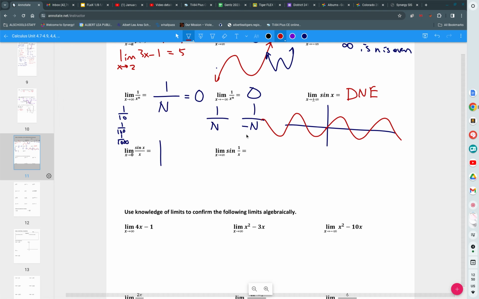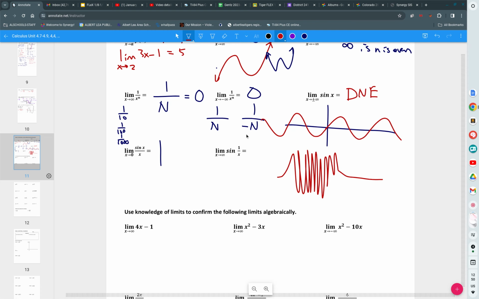Sometimes when people see sine involved in these limits, they automatically think does not exist. But look at this. As it heads towards 0, the limit is 1. And then this one, I don't know if you remember sine of 1 over x. We looked at that early on in the year, and it looked like, remember that?